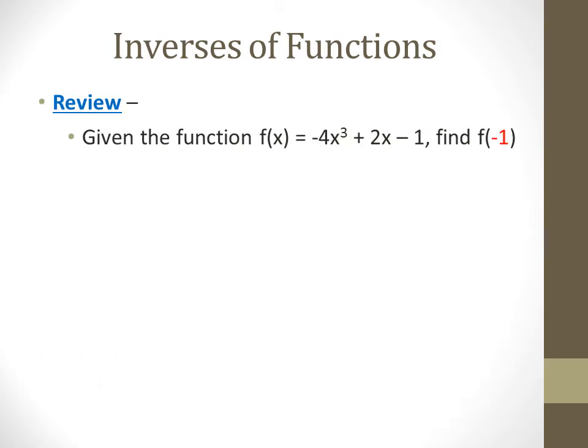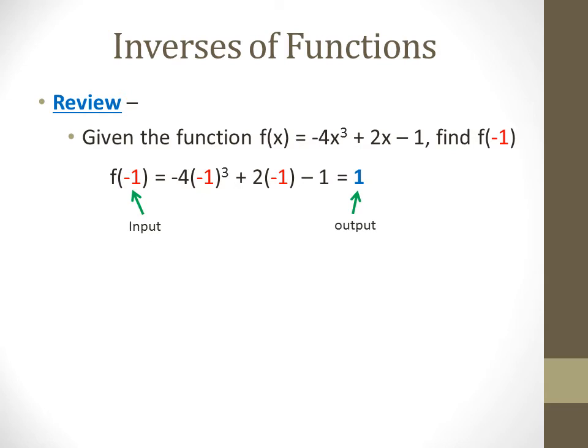Here we're given the function f of x equals negative 4x cubed plus 2x minus 1, and I ask you to find what f of negative 1 is. How do I solve this? You're correct. Wherever I see an x, I plug in negative 1. This negative 1 is known as the input. You're subbing that into the equation, and what you're getting is the result, which is considered the output. In this case, it's 1.